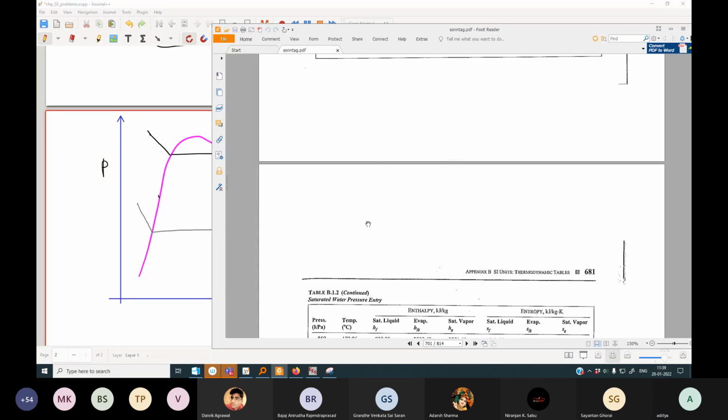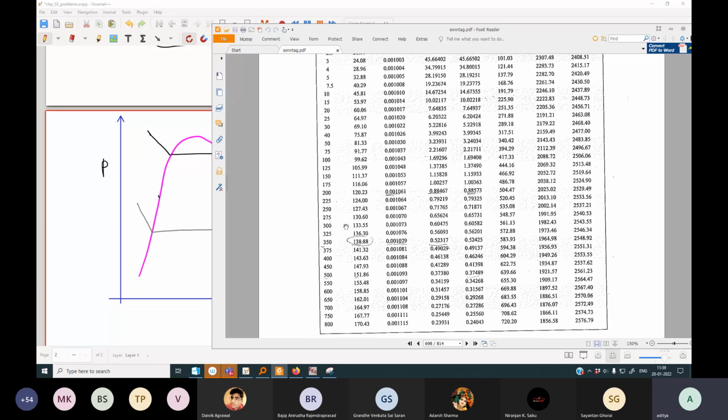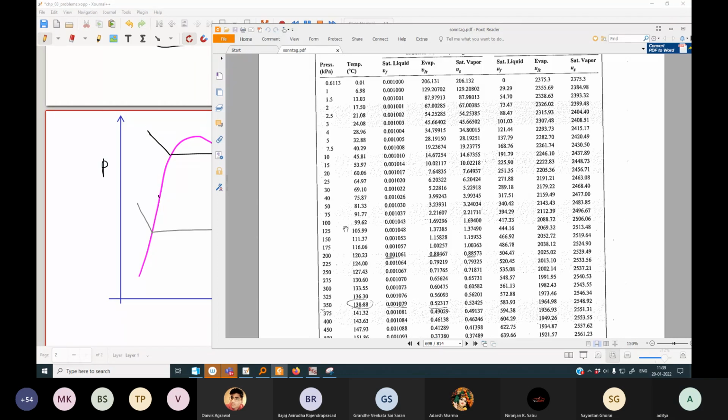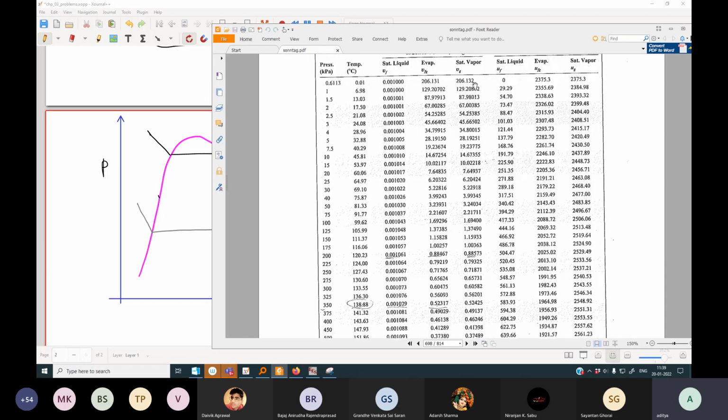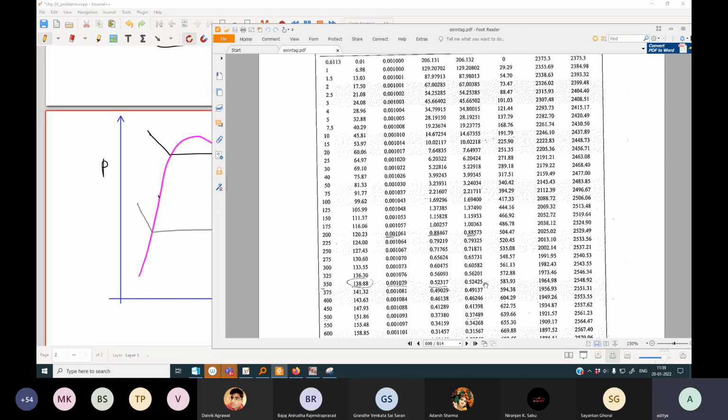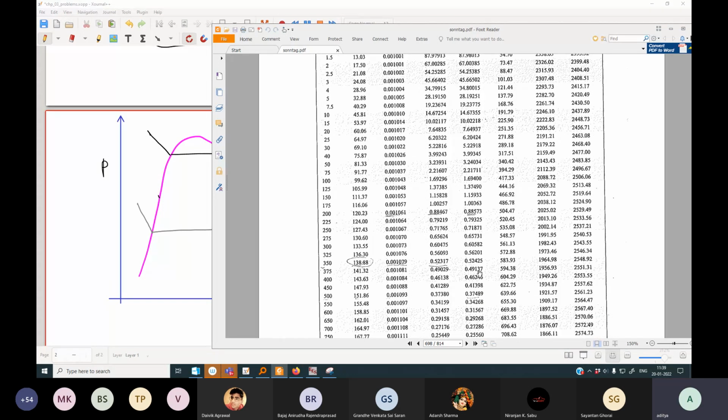Saturated water, temperature entries. We want temperature entries, but we don't. Okay, let's see. So we will look at the saturated water pressure entry, and we will look at the specific volumes of vapor. Look, this value is very close: 0.49137, and the corresponding pressure is 375 kilopascal, and the corresponding temperature is.